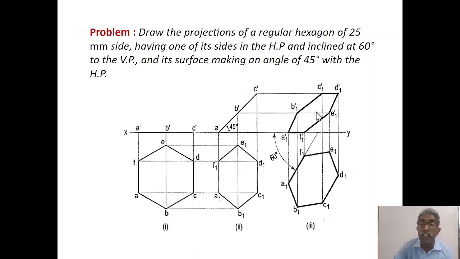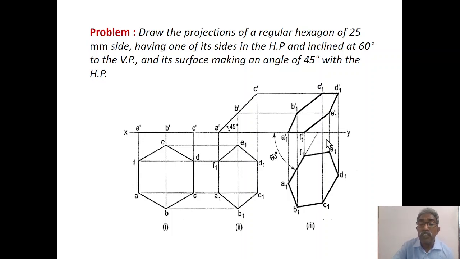These are the final projections when the plane is inclined to the horizontal plane, also inclined to the vertical plane, that is, inclined to both planes. So when a plane is inclined to both planes, you have to solve the problem in three stages, and the front view and top view of the third stage are the final projections. That is the solution of the problem.